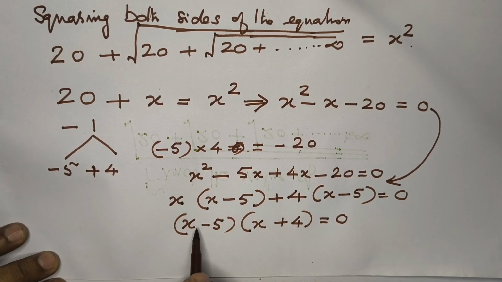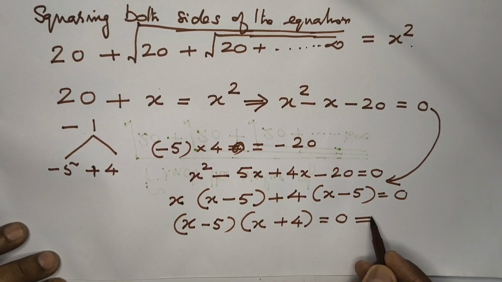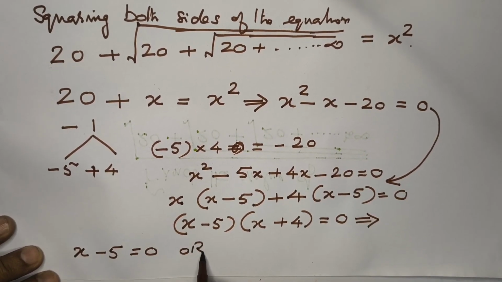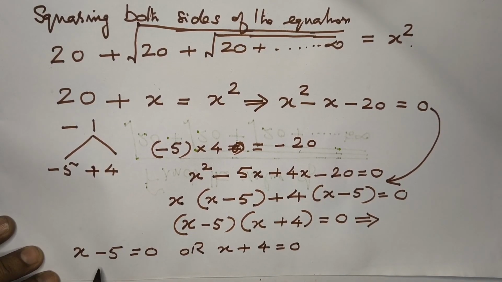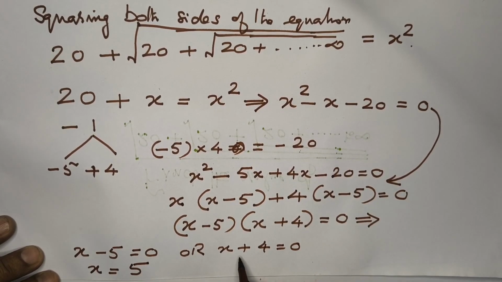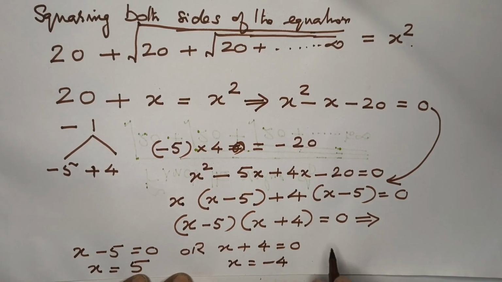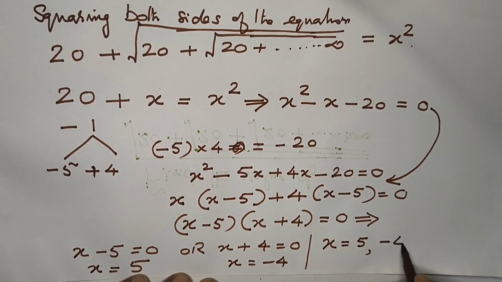See, if the product of two linear polynomials is equal to 0, that implies either x minus 5 equal to 0 or x plus 4 equal to 0. X minus 5 equal to 0 means x equal to 5, and x plus 4 equal to 0 implies x equal to minus 4. So we have got two values for x. One is plus 5, the other is minus 4.